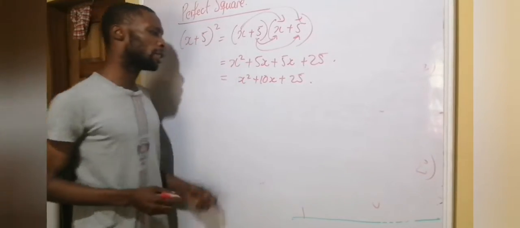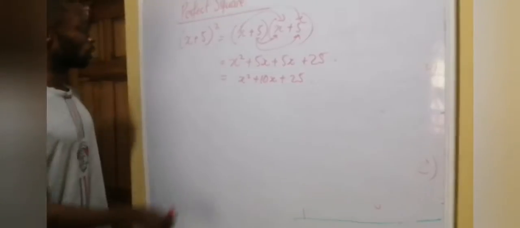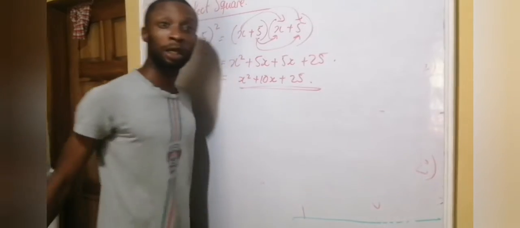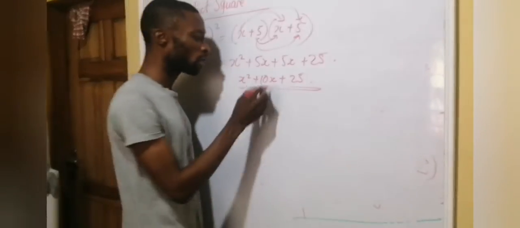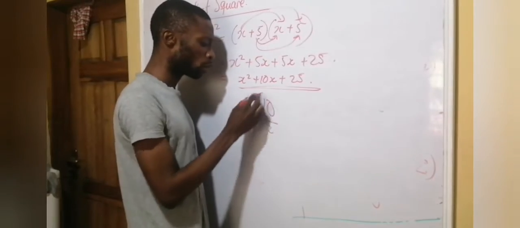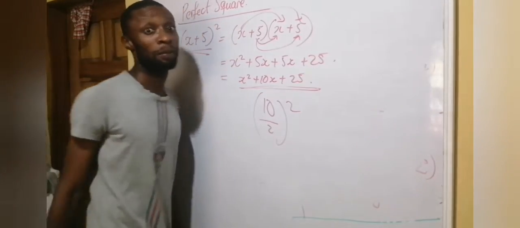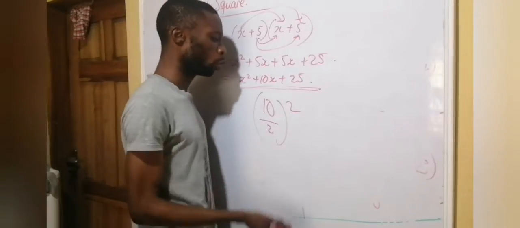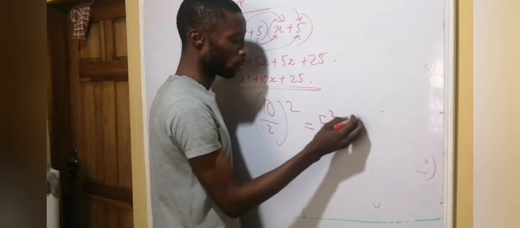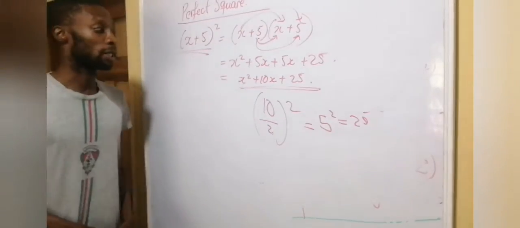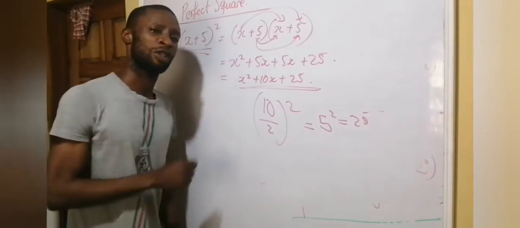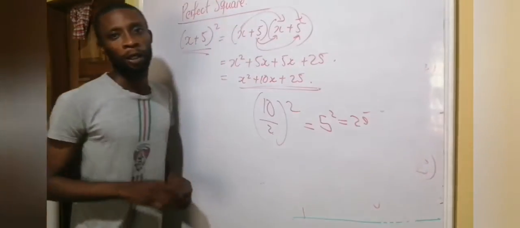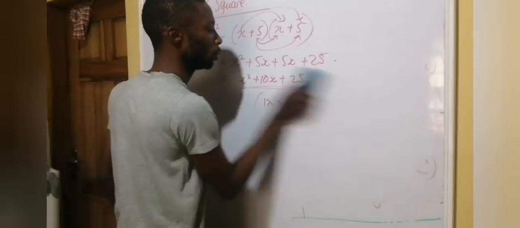So how will I know that this is a perfect square? That's the problem. You will quickly identify that this one is a perfect square, but how will you know that another expression is also a perfect square? It's very, very simple. The coefficient of x, that's 10, you divide it by 2 and you square it. Once you get the constant term, then it is a perfect square. 10 divided by 2 equals 5, squared is 25. It always works that way: the coefficient of x divided by 2, then squared. So let's look at an example.